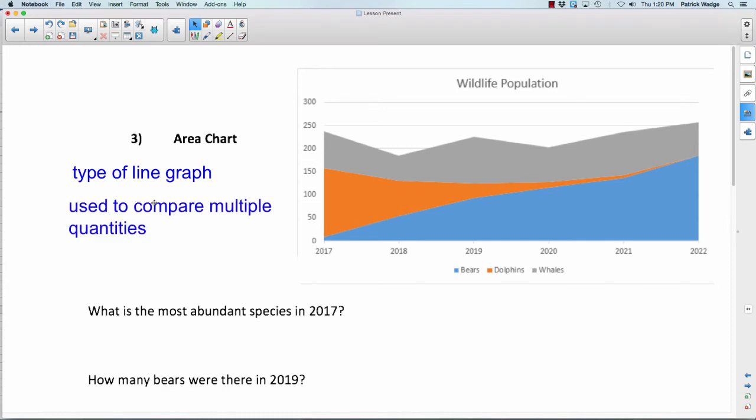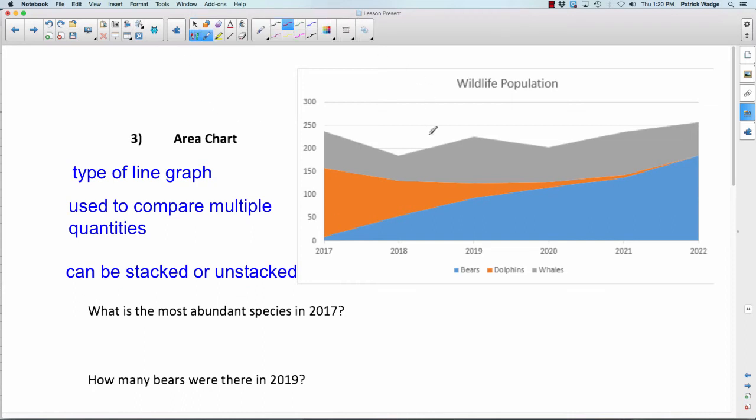Now, they're used to compare multiple quantities. So in this case, they're comparing the population of bears, dolphins, and whales. Seems kind of odd to have dolphins and whales living in the oceans, and bears. Oh yeah, a lot of bears out there. Anyway, the last thing is they can be stacked or they can be unstacked. So let's imagine first that this is unstacked. If it was unstacked, this would just be like a line graph.